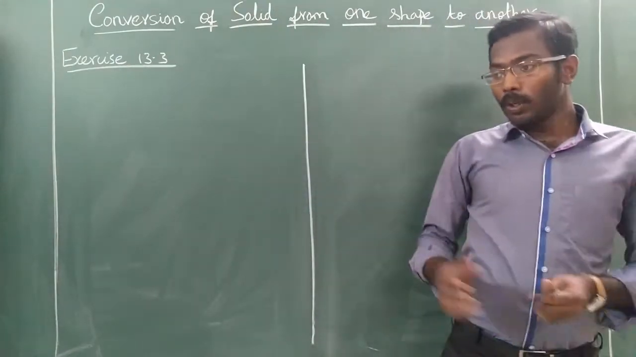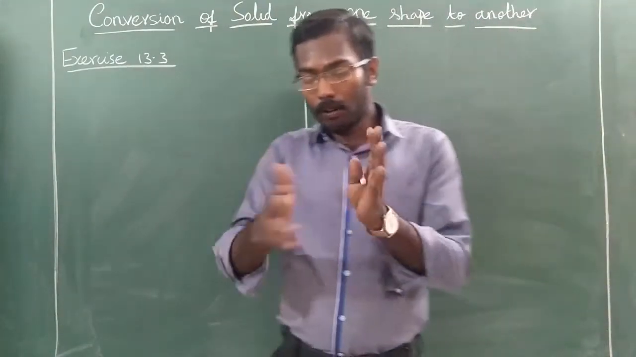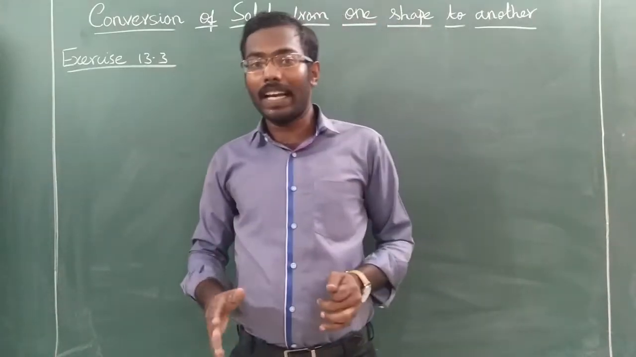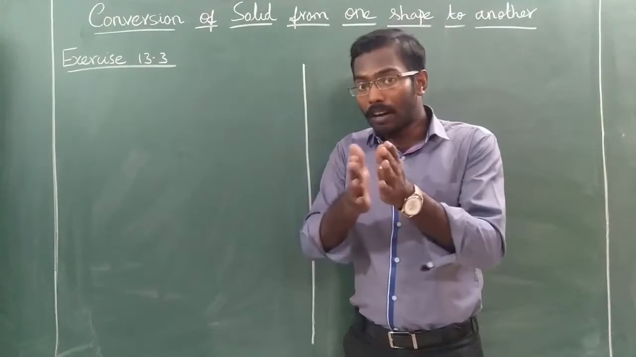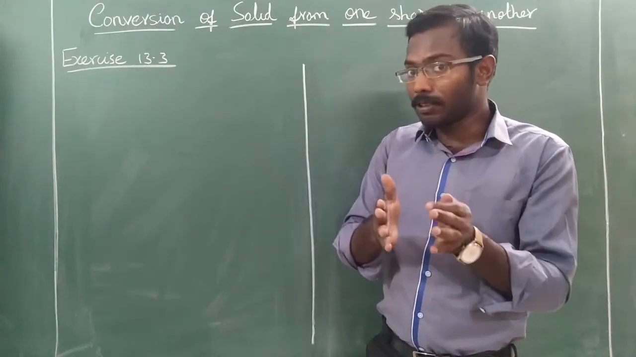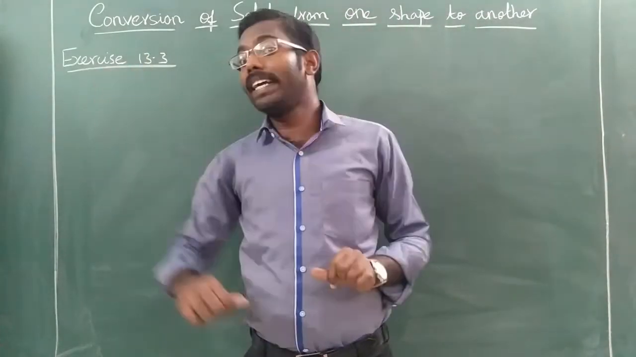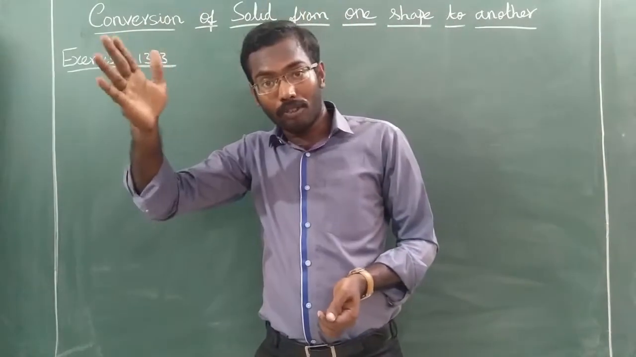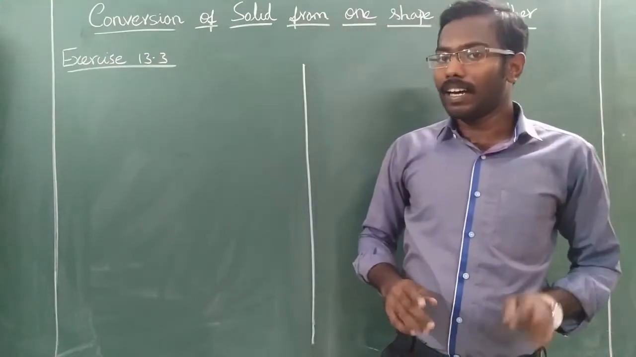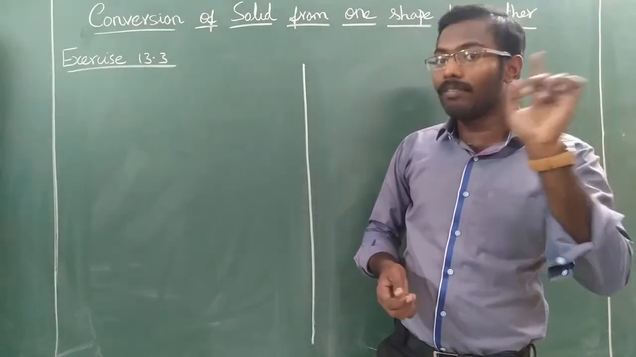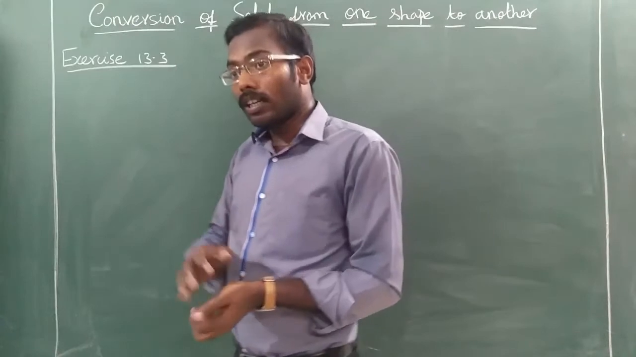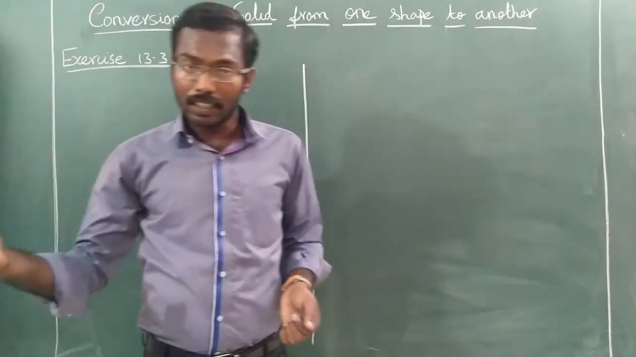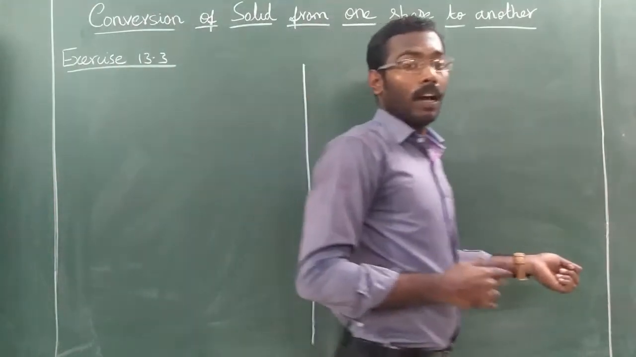Now what do you do? You are dismantling the shape, spoiling the shape, and using the same amount of clay, you are making a cylinder. Understood or not? Initially you made a sphere, and now you are converting the same amount of clay into a cylinder. That is the concept we are going to use here. You are going to change the shape of a solid from one shape to another, for example, sphere to cylinder.